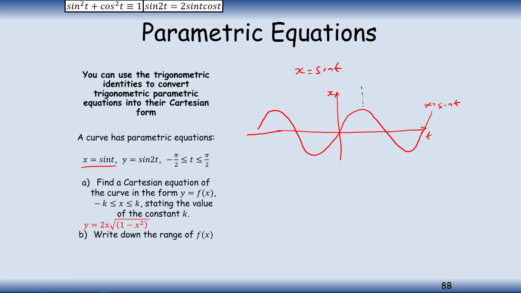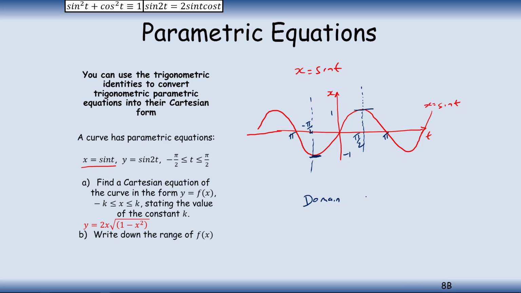So this is pi by 2. This is pi. This here is minus pi by 2. And this is pi. Now, the maximum value of a sine curve is 1. Minimum value is minus 1. If we look between minus pi by 2 and pi by 2, the maximum value that x can take is 1. And the minimum value that x can take is minus 1.